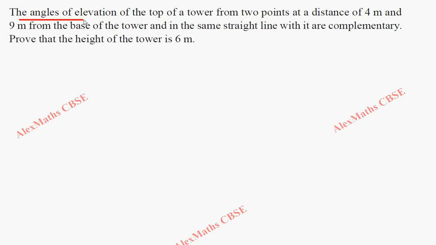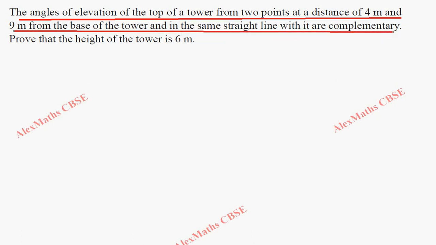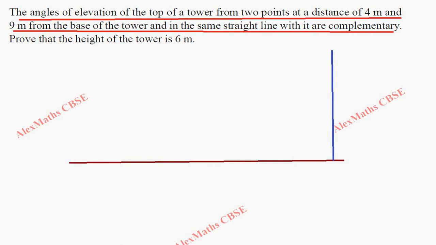In this problem it is given the angles of elevation of the top of a tower from 2 points at a distance 4 meter and 9 meter from the base of the tower and in the same straight line with it are complementary. So there is a horizontal level and there is a tower and we have two angles of elevation. One is from a point at a distance 4 meter. So let's take a point A here and this is 4 meter and we have the elevation like this.